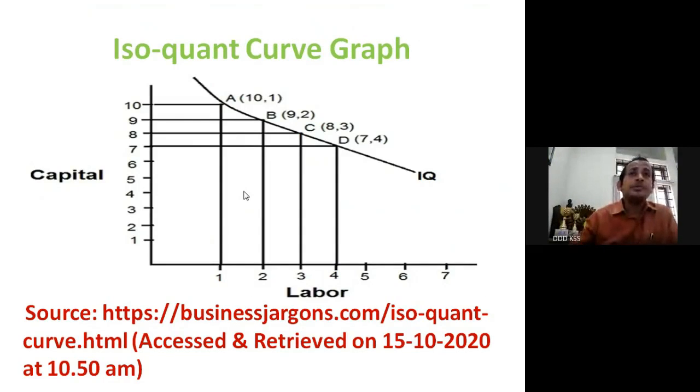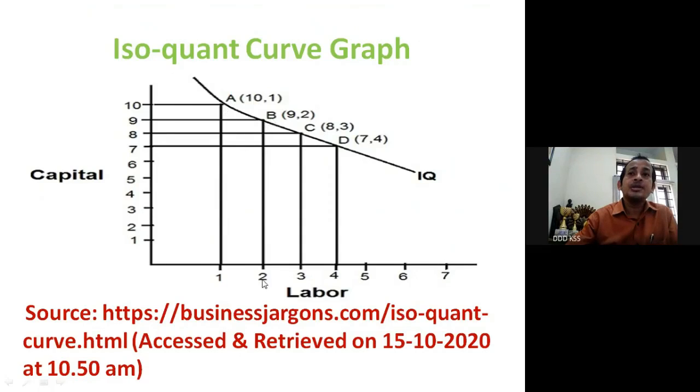Isoquant graph. Now with the same isoquant schedule, we are going to explain the isoquant curve graph. The Y-axis represents the capital and the X-axis represents the labor. Here, the first combination, 1 unit of labor and 10 units of capital, is combination A. So this is the point.